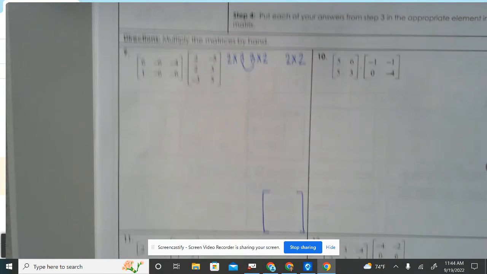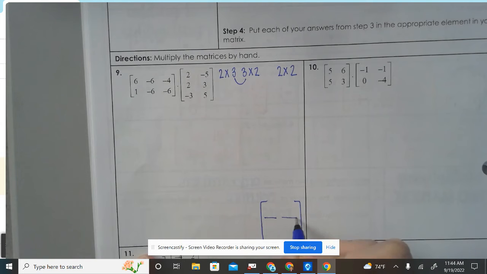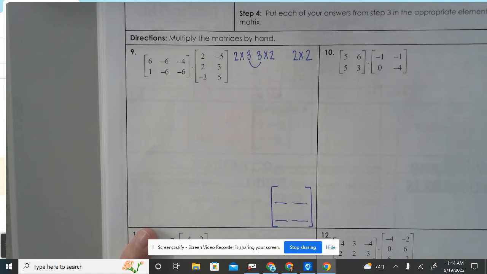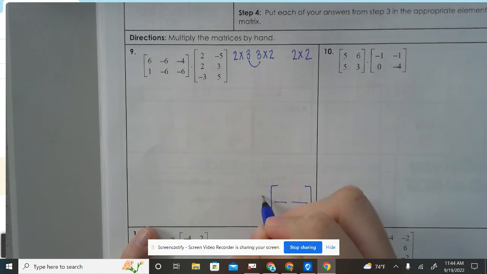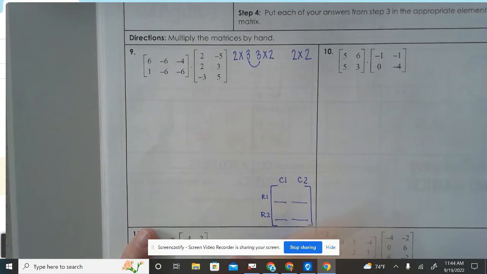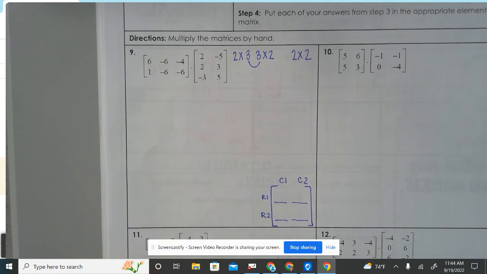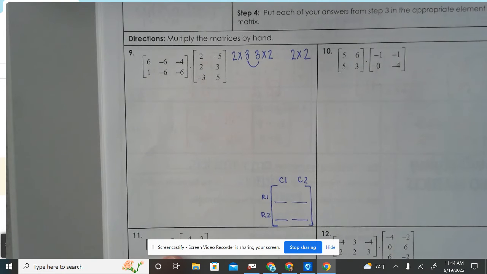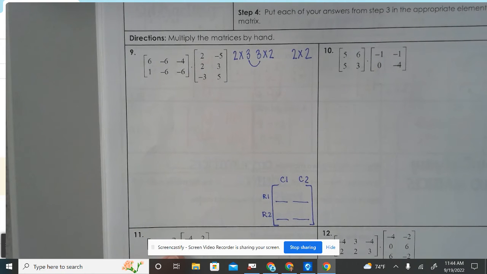And because it helps me, I'm going to make some blanks to remind myself that I've got 4 numbers. I'm going to label this row 1, row 2, column 1, column 2. Until you get really good at this and can remember the process, you need to label everything. It'll make your life a lot easier.